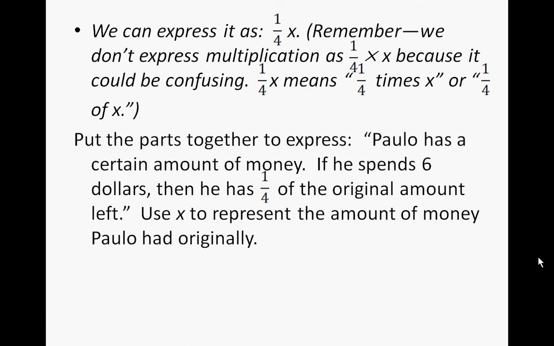All right, so now we're going to put the parts together to express Paulo has a certain amount of money. If he spends $6, then he has 1/4 of the original amount. And we're going to use X to represent the amount of money Paulo had originally. So it should look something like this. So the amount of money minus 6 is equal to 1/4 of the original amount.